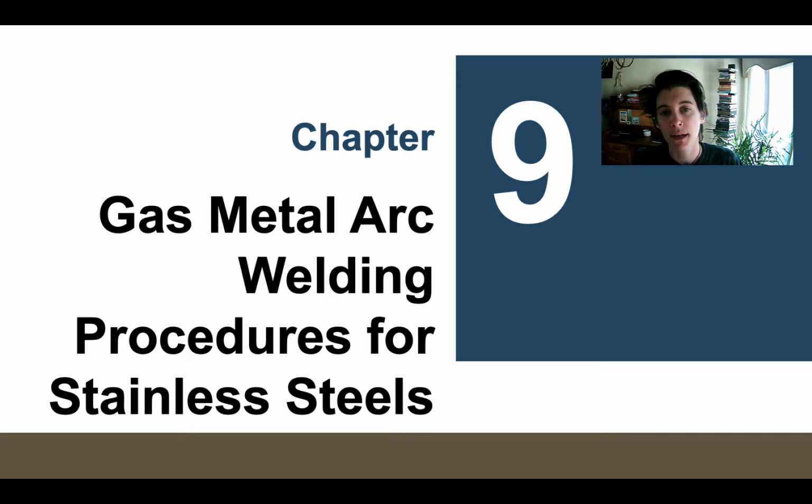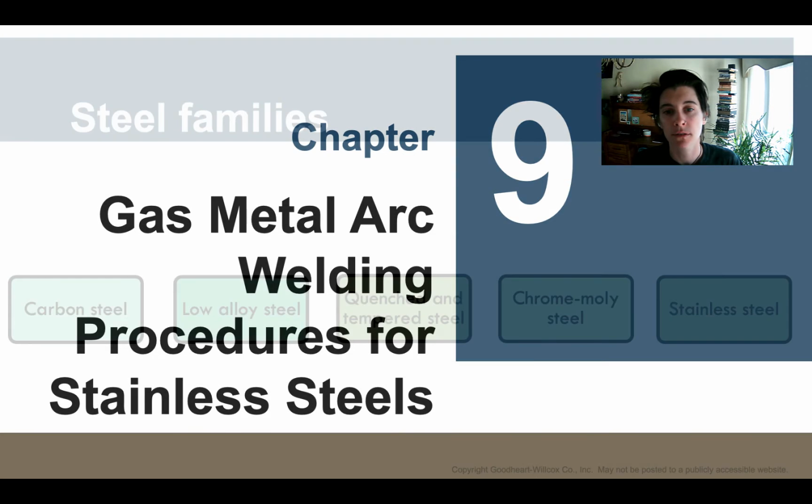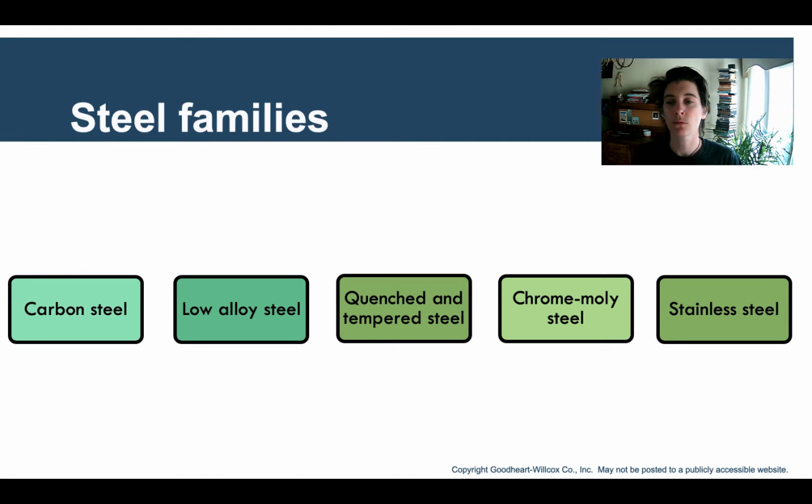In chapter 9, we have stainless steels, if you've got your book. This is a little reminder of the steel families as I've laid them out. Carbon steel is mainly everything that we're welding in class. We talked about the alloy steels, quenched and tempered, chromoly. So now we're getting into the stainless steels, which are their own family in the steel family.